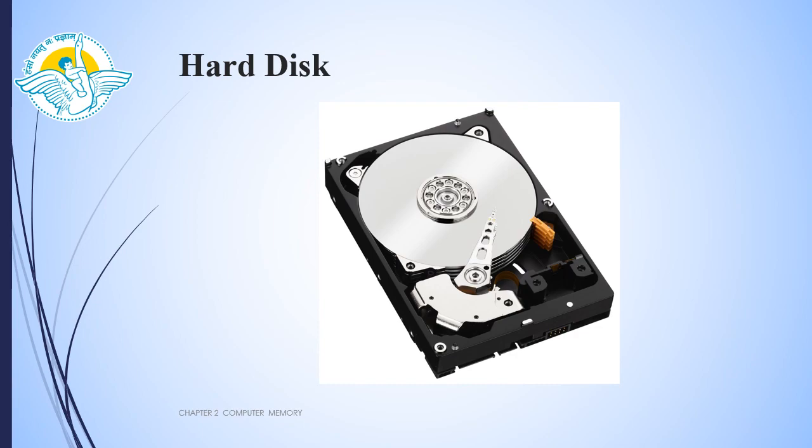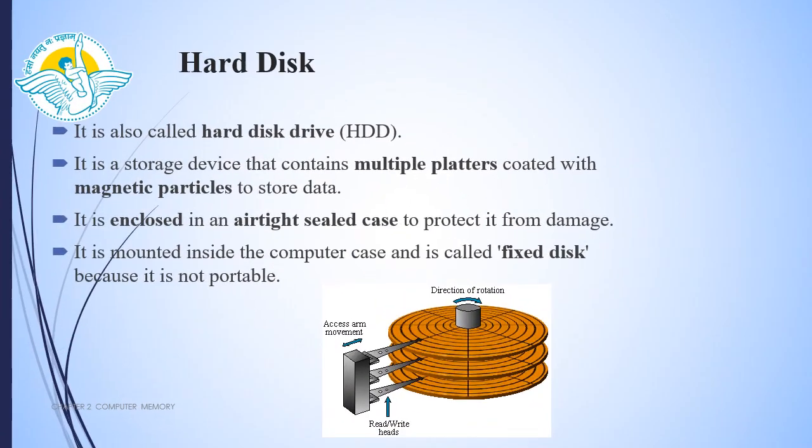This is a hard disk. A hard disk is also called hard disk drive or HDD. It is a storage device that contains multiple platters coated with magnetic particles to store data. It is enclosed in an airtight sealed case to protect it from damage. It is mounted inside the computer case and is called fixed disk because it is not portable. In the picture here, you can see multiple platters which are used to store data.